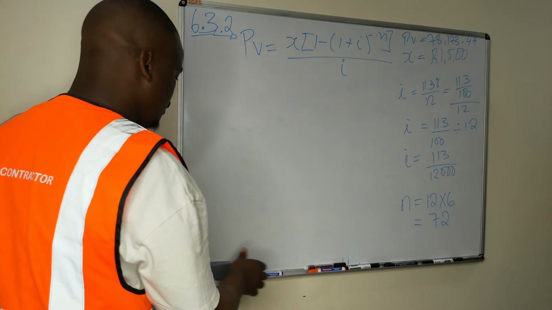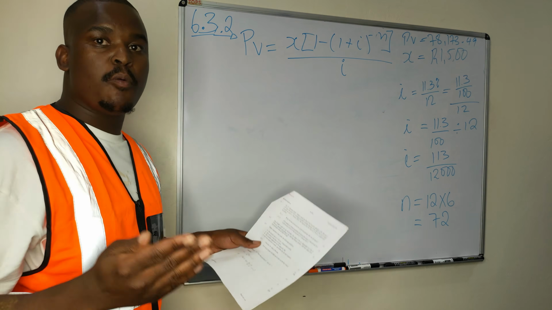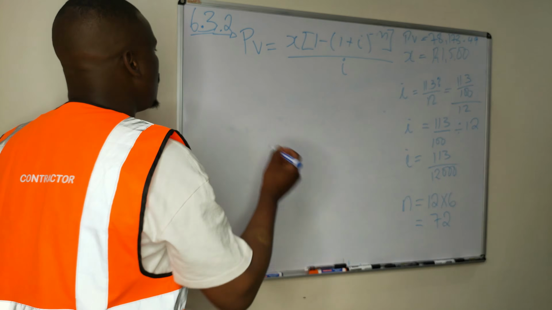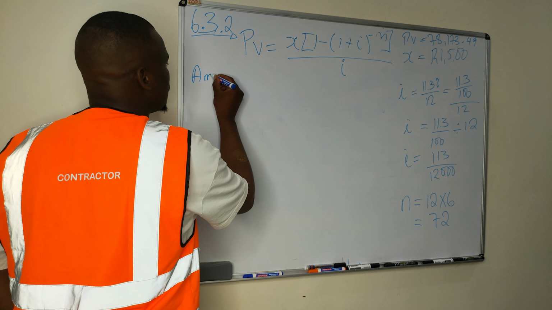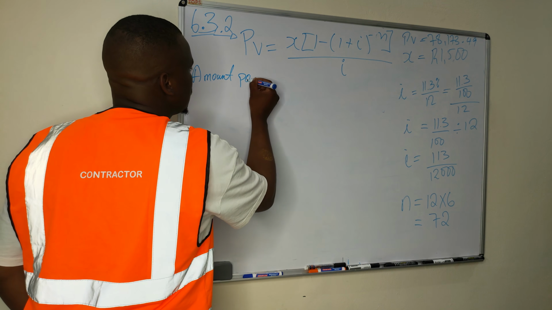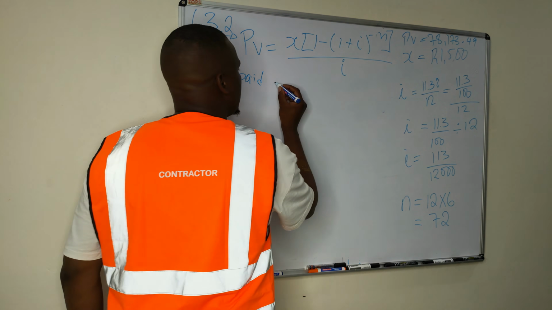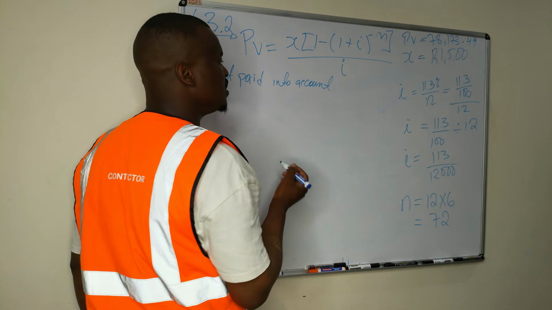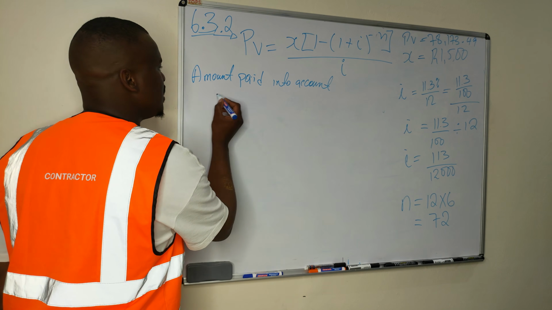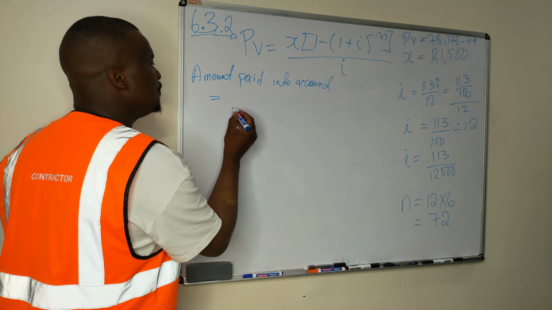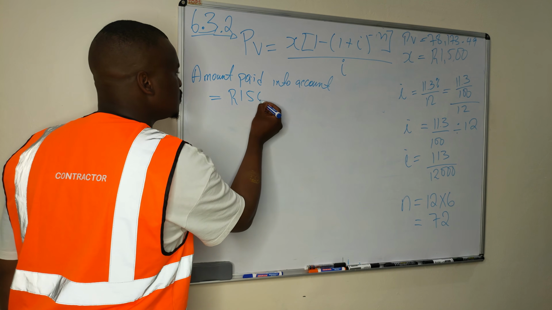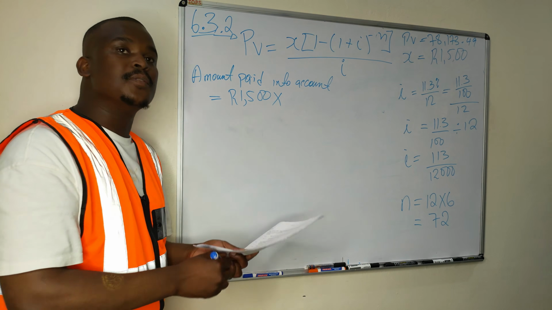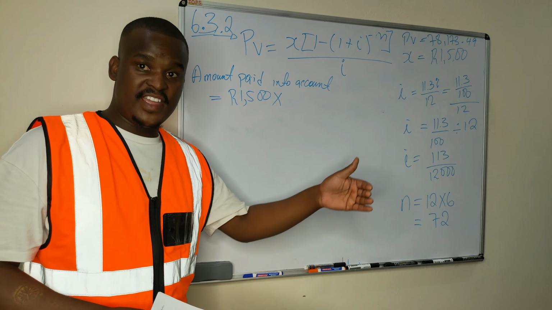I'm going to clean. So now, how much money has Mpho paid into this account over this 5-year period? So Mpho, amount paid into account, which means how much money did Mpho pay into this loan account, right? So the amount that Mpho paid will be equal to 1,500, right? Because he was paying 1,500 per month, times the number of payments that Mpho made over 5 years.